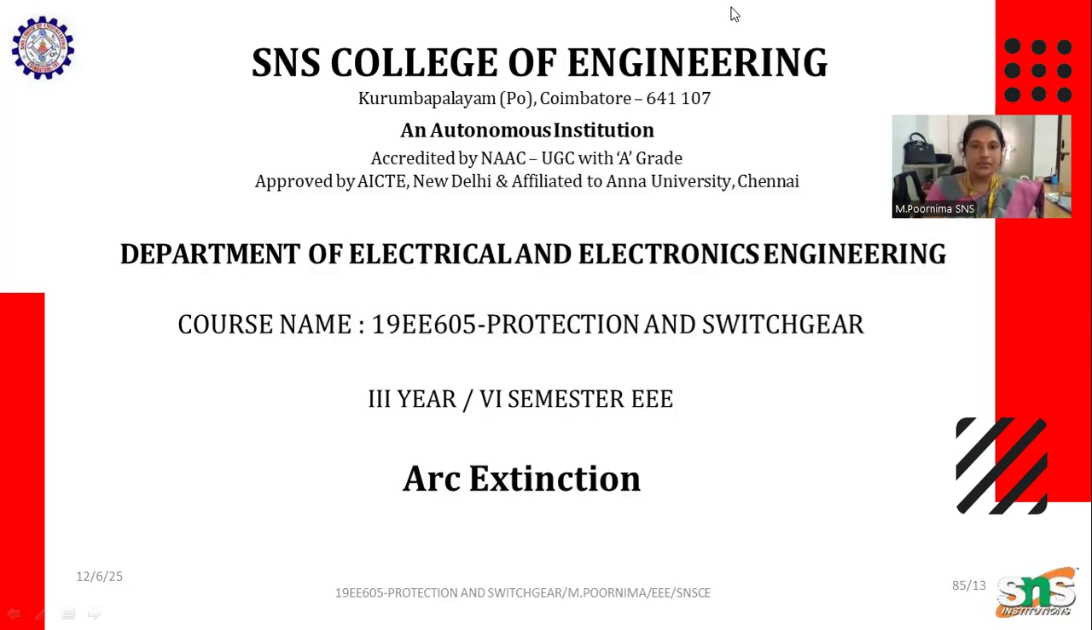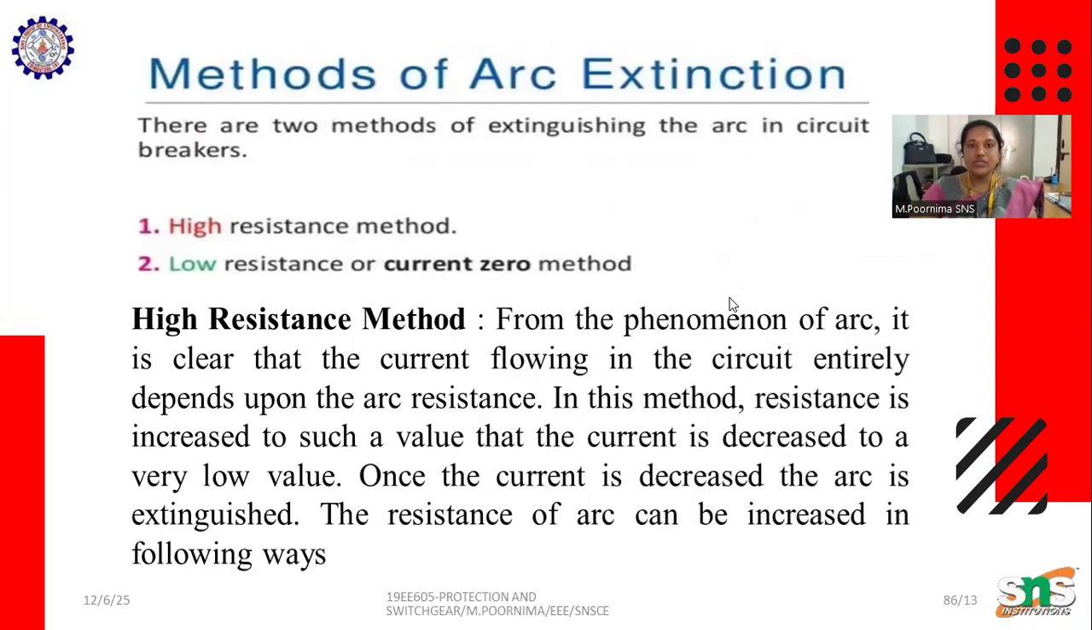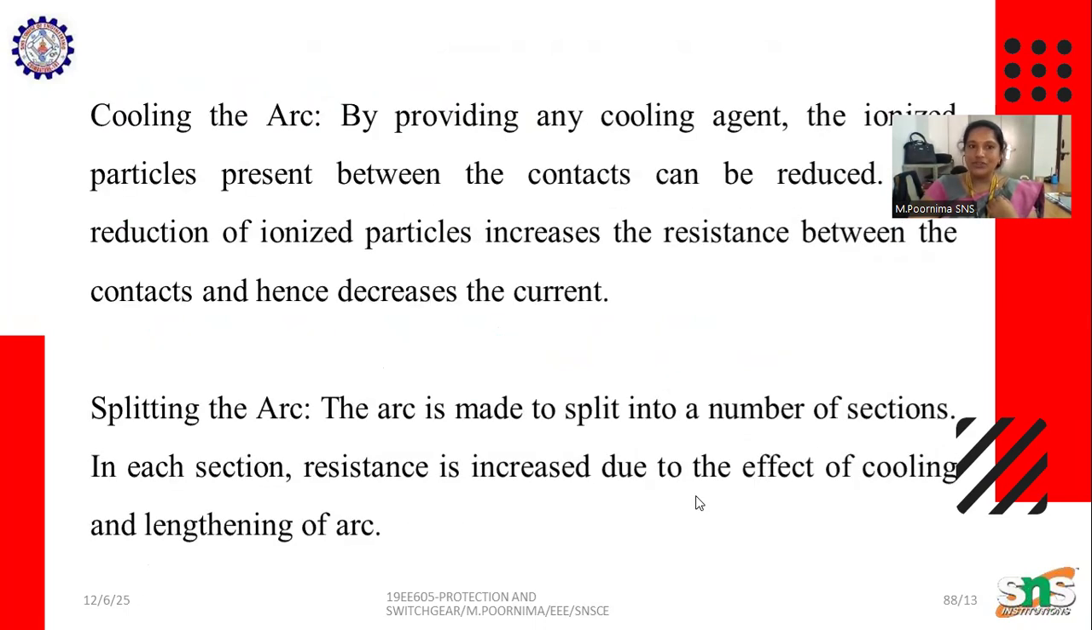Last class we discussed the basic working principles of circuit breakers, the arc phenomenon and arc extinction. Today we continue with that. We are going to discuss arc extinction, and last class we saw the methods of arc extinction and the high resistance method. Continuing with that, today we are going to discuss the low resistance or current zero method. Come, let's go into the video.